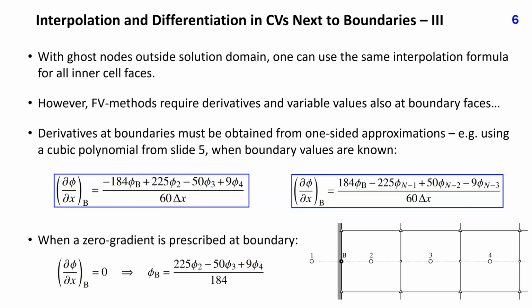However, finite volume methods require derivatives and variable values also at boundary faces, but only one of them is provided as boundary condition. If the boundary value of the variable is prescribed, the gradient must be obtained from one-sided approximations. For example, we can use the polynomial described in the previous slide, take the first derivative of it, and use the coefficients and the local coordinate of the boundary node, which is minus delta x half, to obtain the derivative in x direction at the west and east boundary.